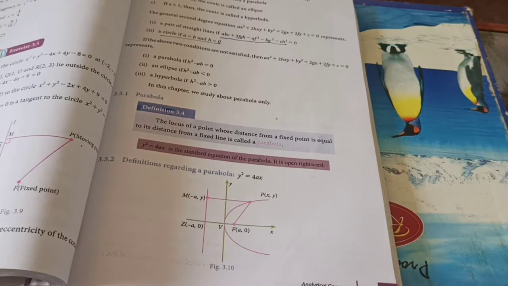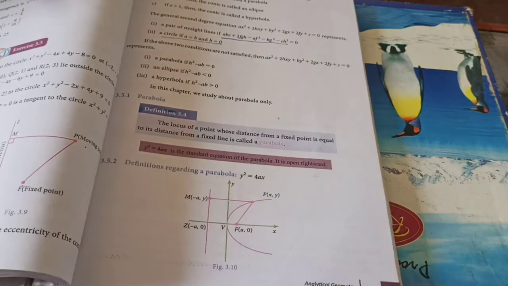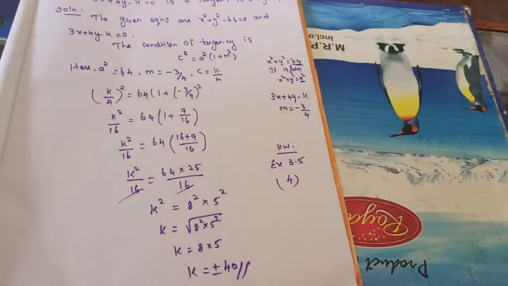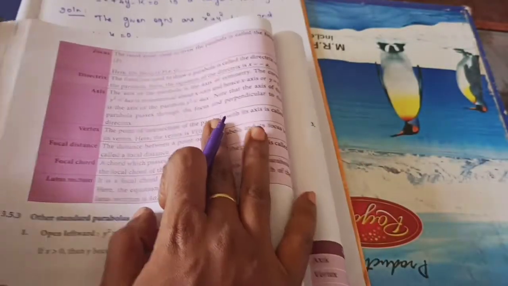It will open upward. So we are going to learn open rightward, upward, down, left, right. So y square is equal to 4ax form means it opens rightward. This is a parabola. We are going to learn everything. This one is important, that is the definition, and each and everything is important.